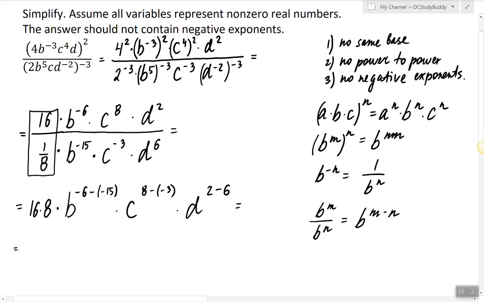Computing this gives us the following expression. So we have 16 times 8 is 128. b: negative 6 plus 15 is actually 9. c: 8 plus 3, 11. And d is negative 4. And the last thing that we can do with this expression is we can again use the property of negative exponent and rewrite it like this.